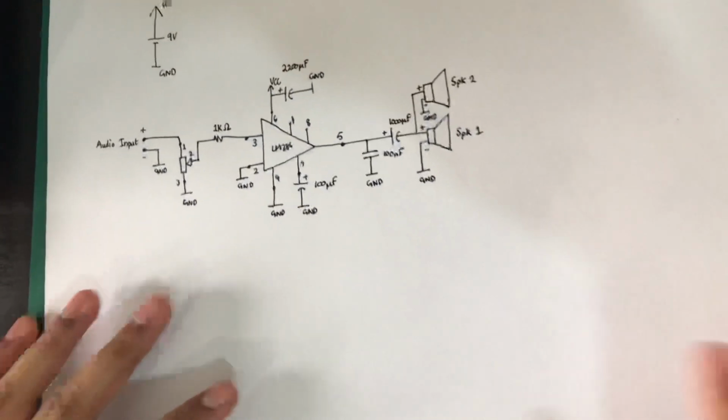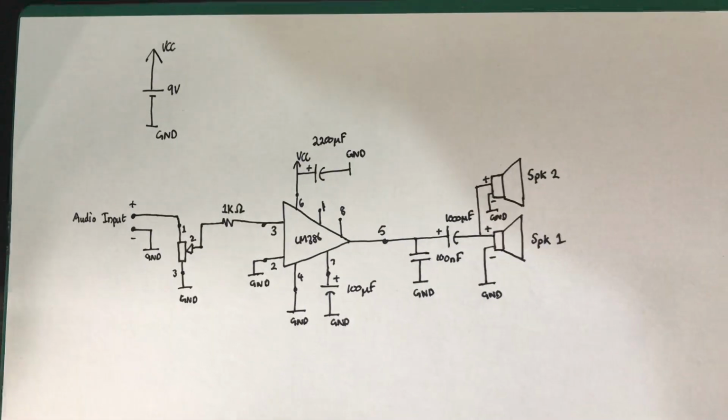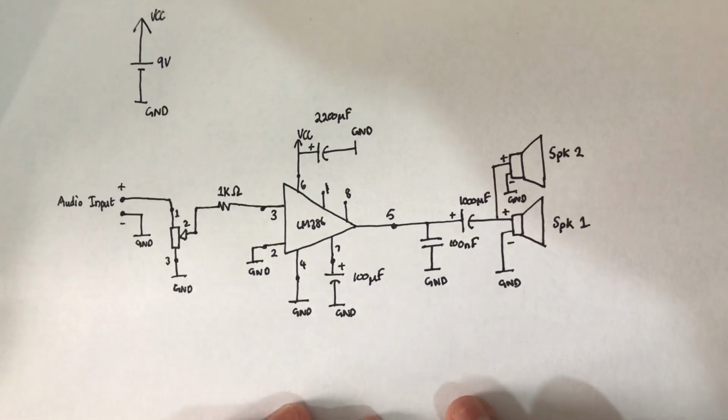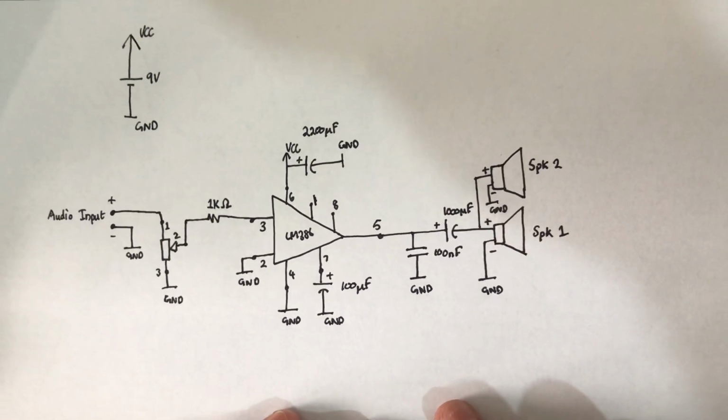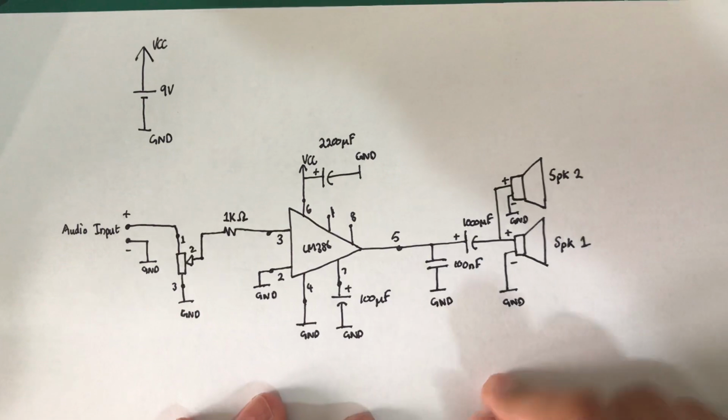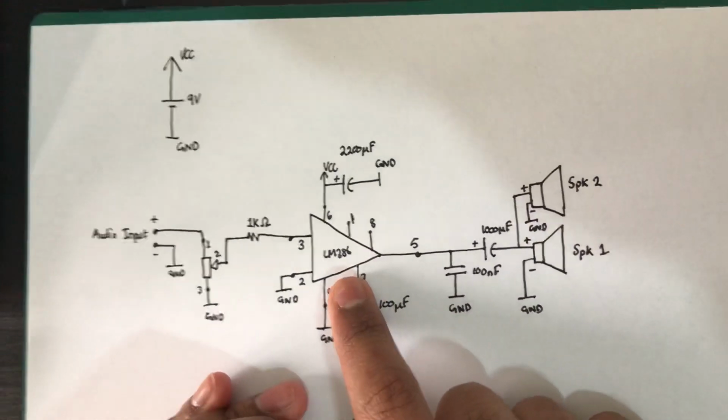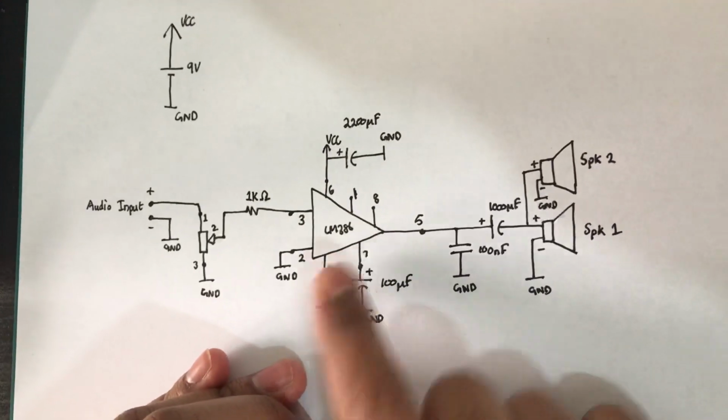Here I've got the schematic. Once I explain this to you guys, I'll show you the breadboard hookup setup that I did. Okay, so here we've got the LM386 audio amplifier IC chip.